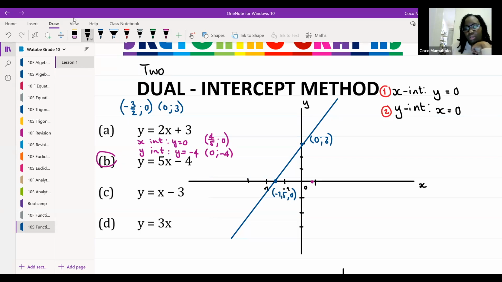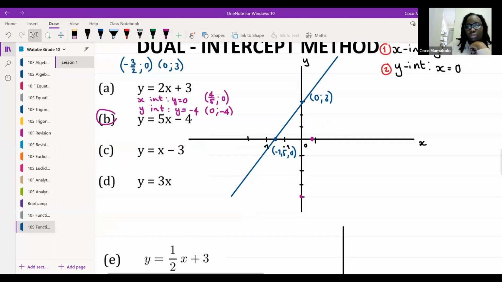Negative. Oh, our y-intercept is at negative 4. That's it. Yeah, it's all the way down here. My last step, what do I need to do? Now we must draw the line and then we must name our graph.